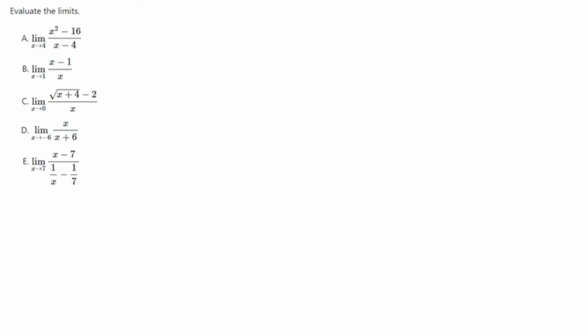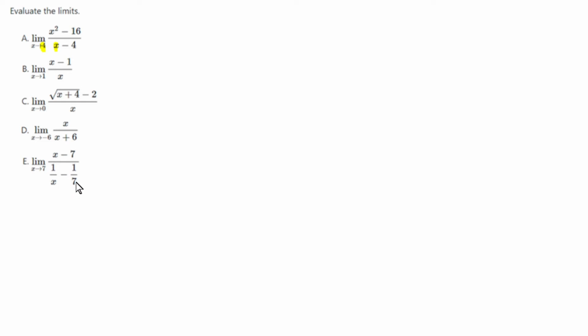Evaluate the limits. In A, the limit as x tends to 4 of x squared minus 16 over x minus 4. Now, in a situation like this, we cannot simply take the value that x tends to and substitute it in, because 4 minus 4 is 0. We cannot have a 0 in the denominator. So 4 is actually a non-permissible value for this rational expression. And we can see that we have the same scenario in C. We cannot just simply plug in 0 in the denominator. The same thing in D, and the same thing would happen in E.